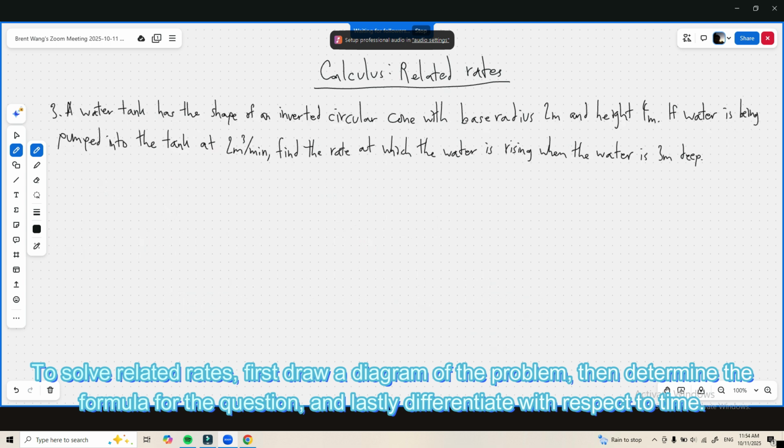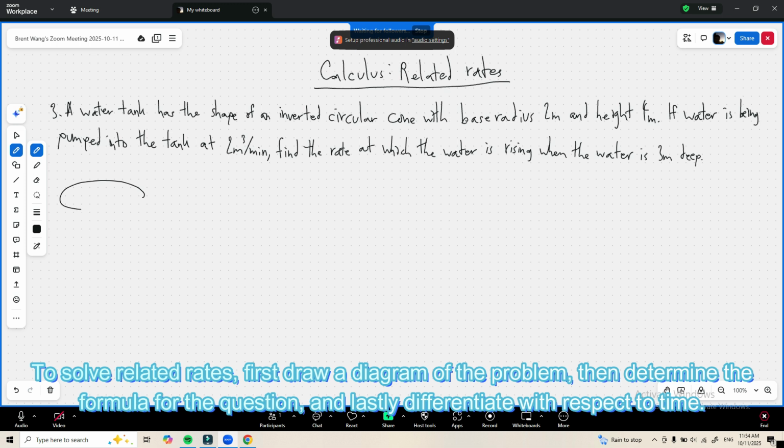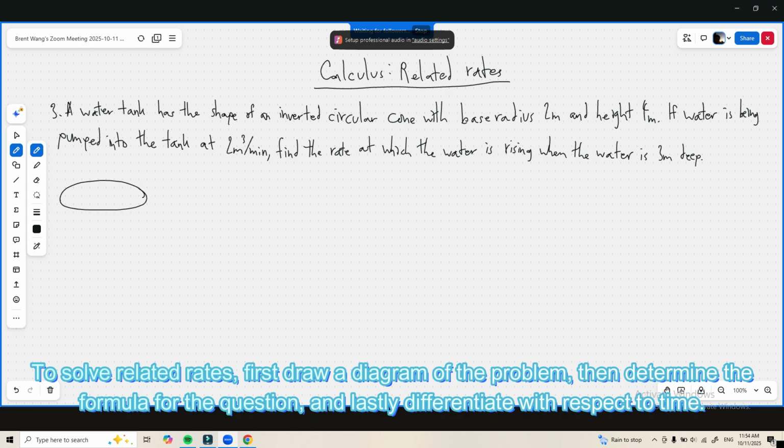Question number 3. A water tank has the shape of an inverted circular cone with base radius 2 meters and height 4 meters. If water is being pumped into the tank at 2 cubic meters per minute, find the rate at which the water is rising when the water is 3 meters deep. Let's draw a diagram of this first. This is our inverted cone, and water is rising.